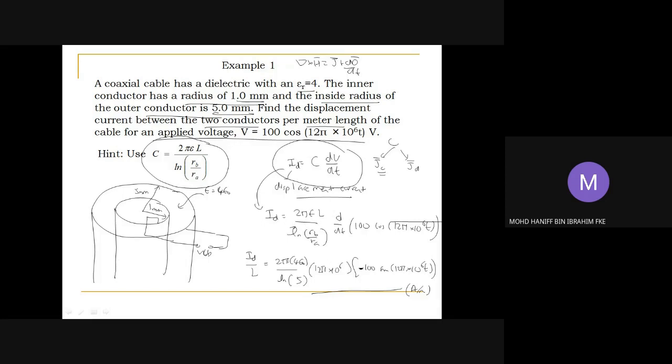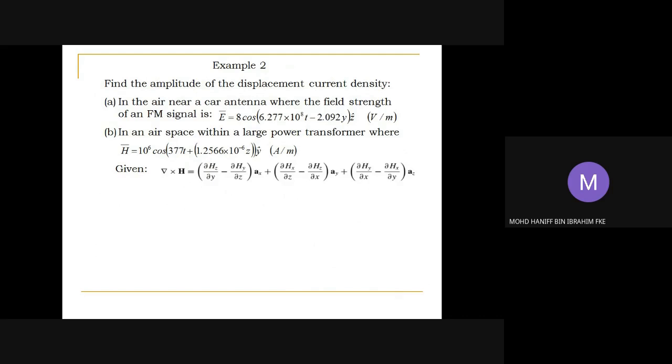Right. So I now shall proceed with example number 2 here, also related to the displacement current density concept. Okay, so in this example number 2, we need to find the amplitude of the displacement current density in the air near a car antenna, where the field strength of an FM signal is given by this.